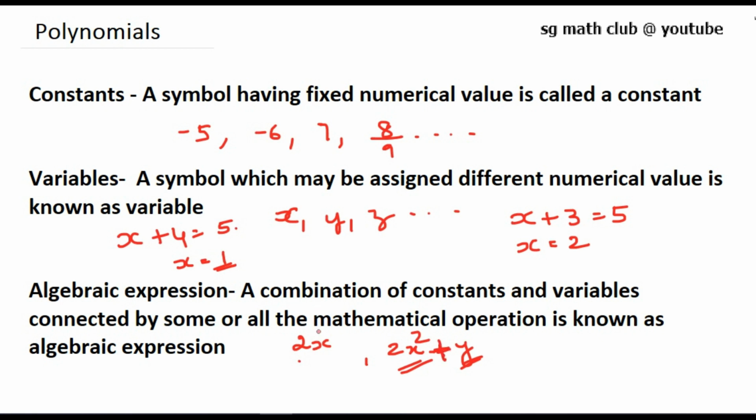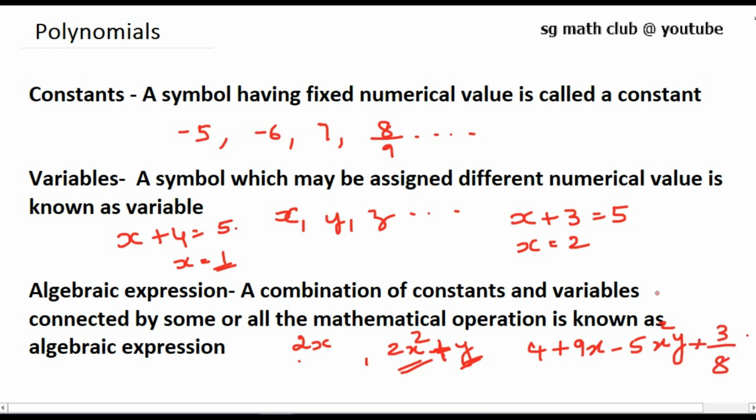So that type of combination of constants and variables which are connected by some of the mathematical operations is known as an algebraic expression. You can write one more example: 4 plus 9x minus 5x square y plus 3 by 8. This is called an algebraic expression.